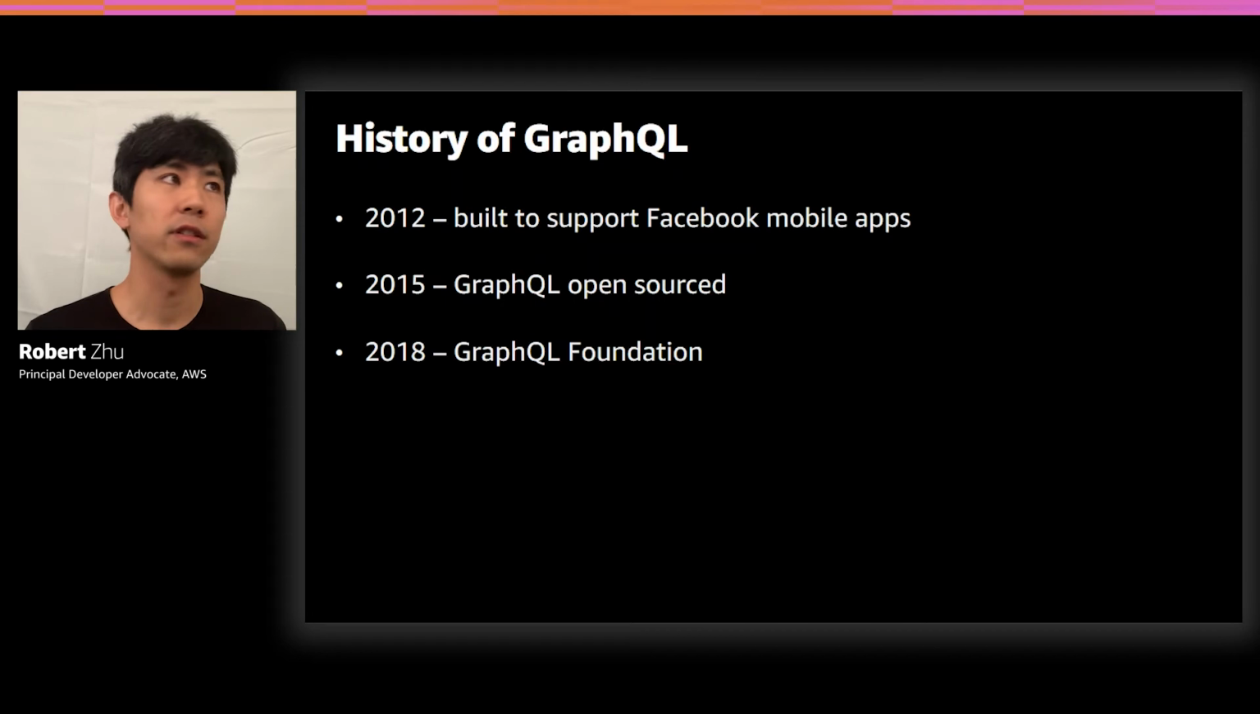And then after years of iterating on internal usage of GraphQL, GraphQL was open sourced in 2015. But instead of just taking the internal version of GraphQL and turning it into an open source project, the team really took a deep look at what worked, what didn't.